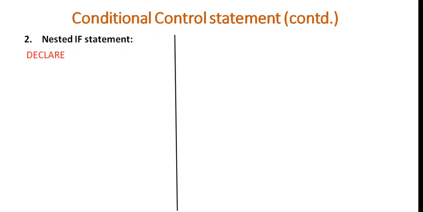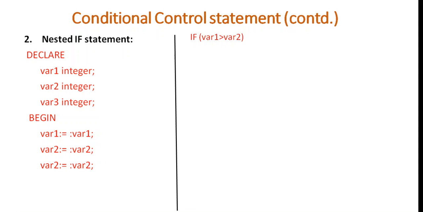Then we have the nested if statement. Nested if means an if block which is nested in another if block. Here we have one declare section in which we have declared three variables, variable 1, variable 2 and variable 3. This code is used to display the maximum number, the variable which is having the highest value among all the three. All these three variables are of integer type. In the begin section we are reading the values of all the variables by using the colon operator.